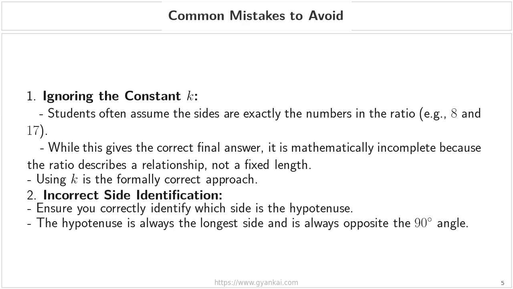Second, watch out for incorrect side identification. This is a fundamental error that can ruin your entire calculation. You must be absolutely certain you have correctly identified which side is the hypotenuse. Always remember the golden rule. The hypotenuse is always the longest side of the triangle, and it is always positioned directly opposite the 90-degree angle.